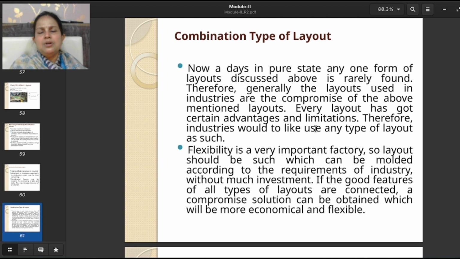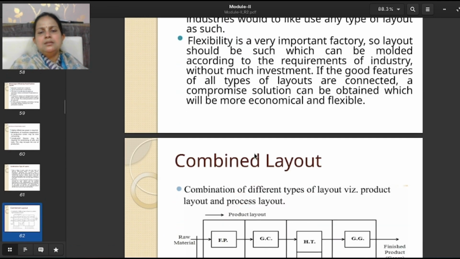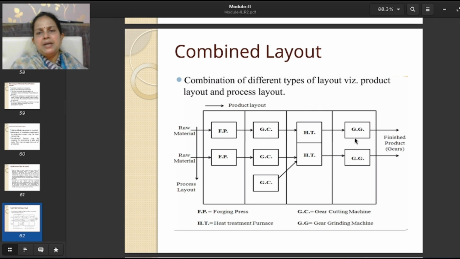If you take the example of soap cake production, then the production of the soap cake normally uses a product layout. But when we go for manufacturing of glycerin, or mixing of the soap ingredients, in that case we go for process layout. So it is a combination of both product layout and process layout. This is one example of combined layout.